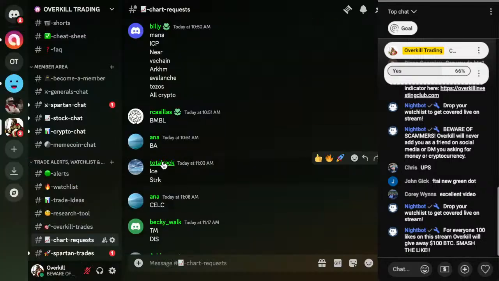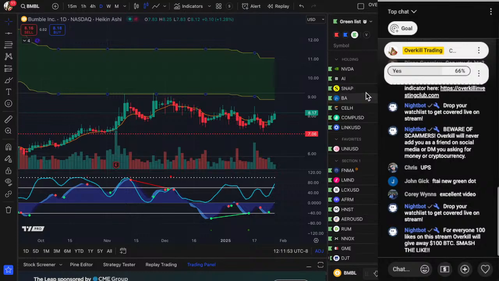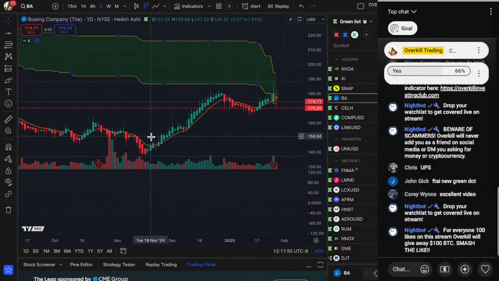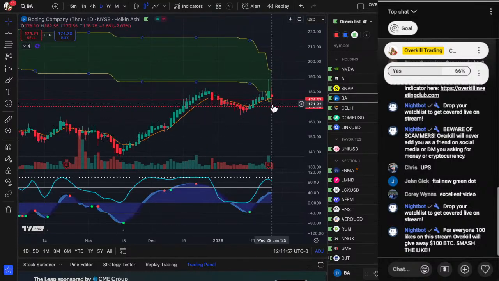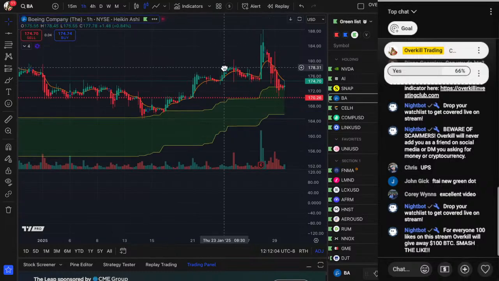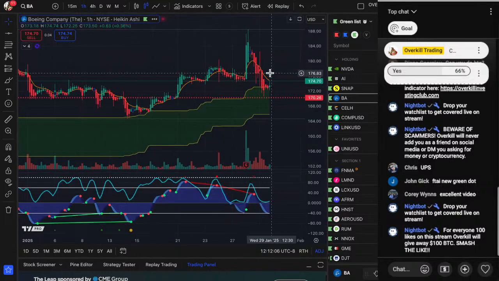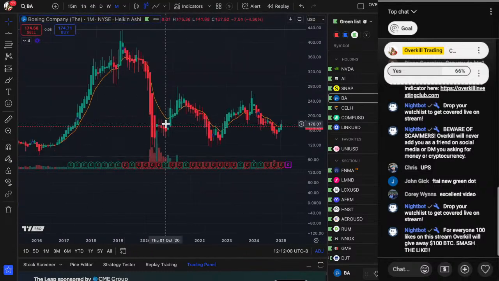What else do we got here? BA, Boeing. Boeing's another one I have a position on here. It went the other way on us after its earnings. It pumped really hard yesterday up to 190 and then sold off. Things are very volatile at the moment. I'm looking at the hourly chart. It's trying to reverse here. I just like this one for a long.